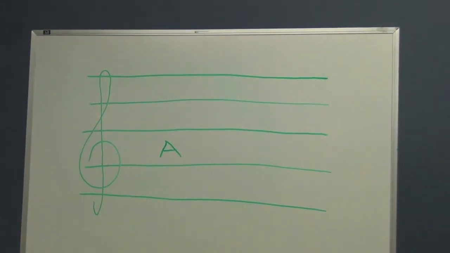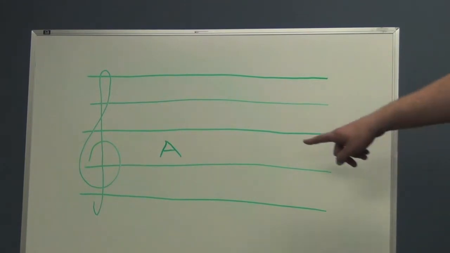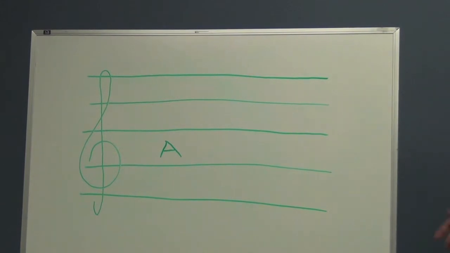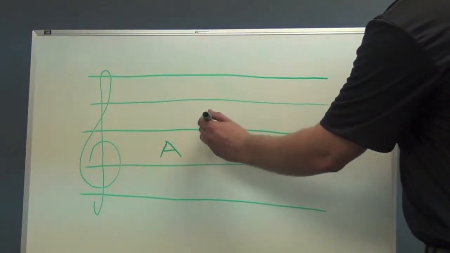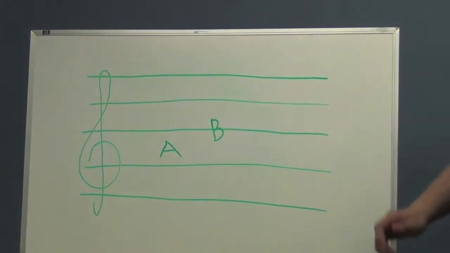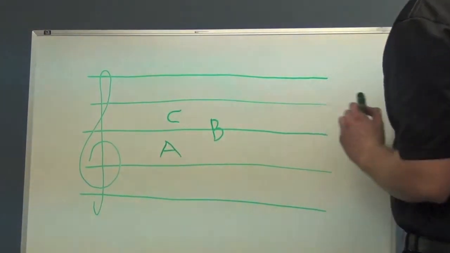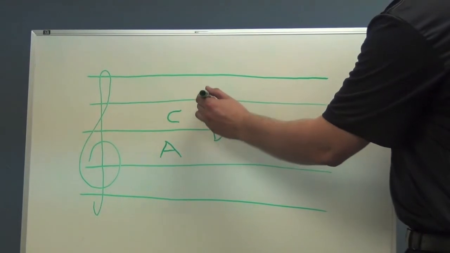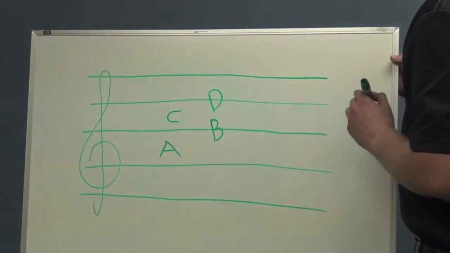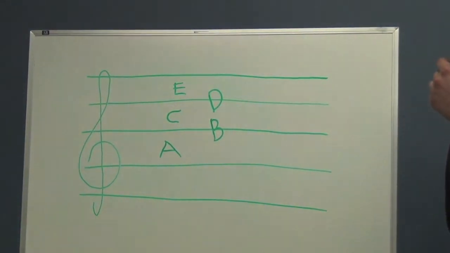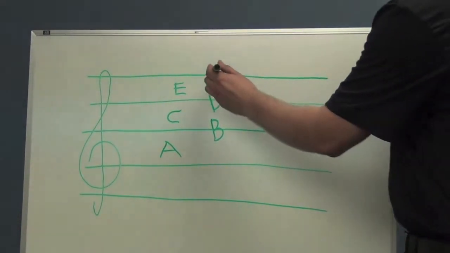Now from here, all we're going to do is alternate line, space, going up through the alphabet. I was on the second space here. I'm going to go up to the next line, and this is going to be B. So I'll just write a B here. And then we're just going to go forward in the alphabet, continuing on. So I'm going to have C, and then I'll have D on the next line. On the next space, I'll have E. And then on this top line, I'm going to have F.